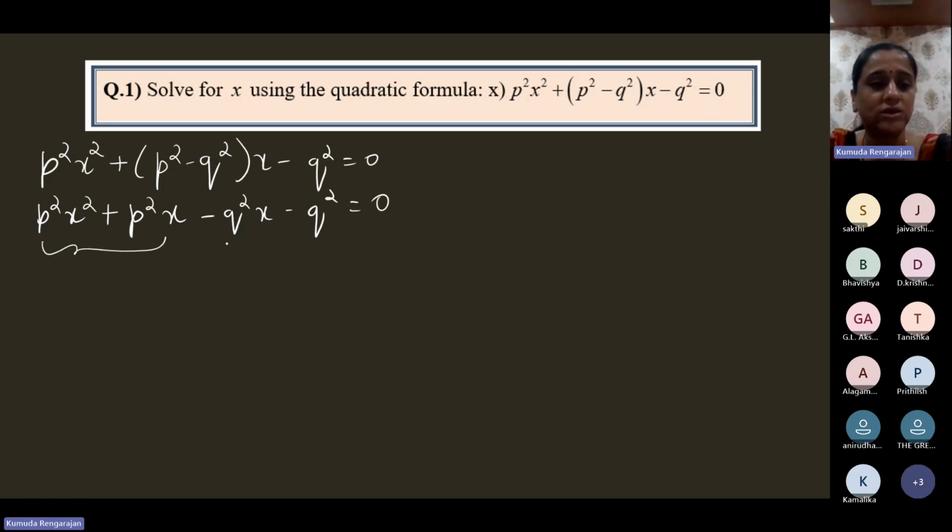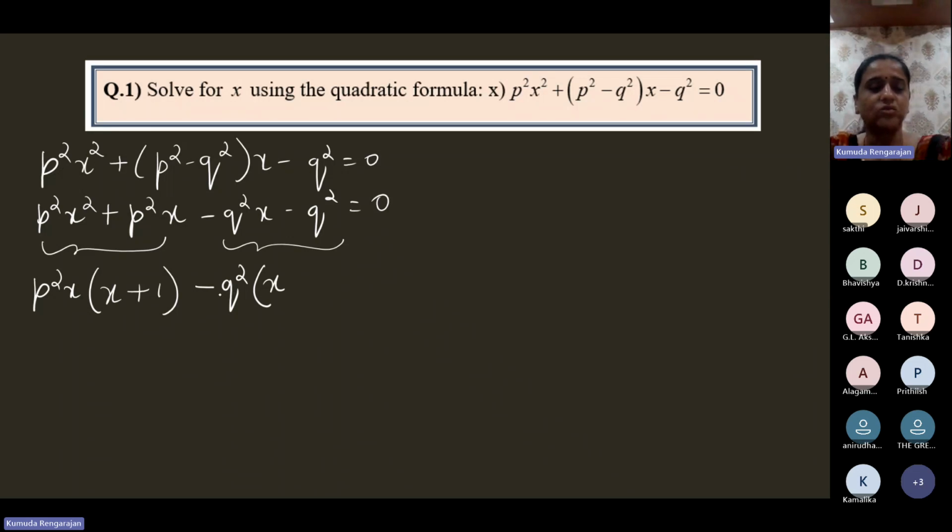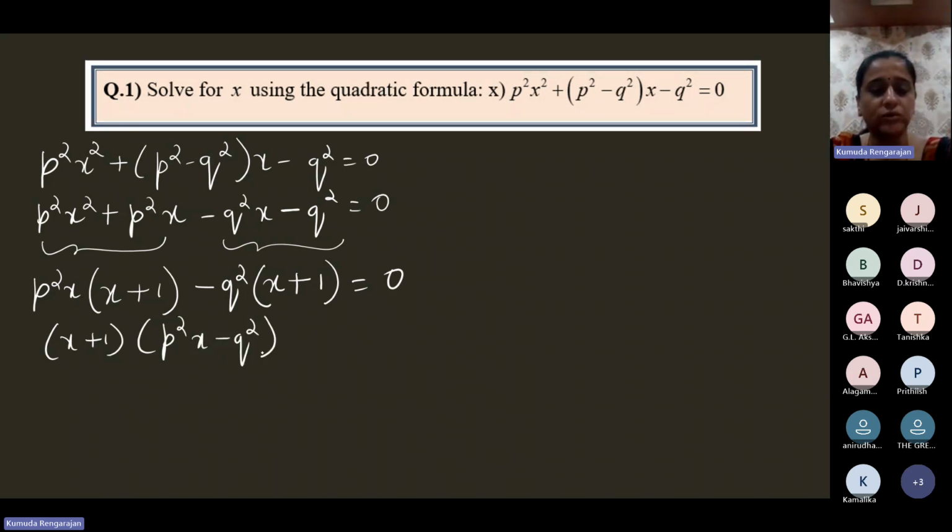So we'll group the first two terms and the last two terms. Between the first two terms, p square x is common, so we have x plus 1. And between the last two terms, we have minus q square common. Minus q square into x is minus q square x, minus into plus is minus, and q square into 1 is q square, equal to 0. So we have x plus 1 into p square x minus q square equal to 0.